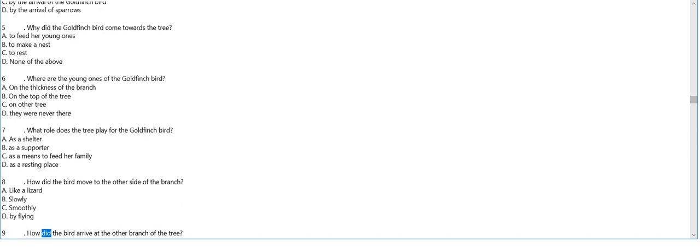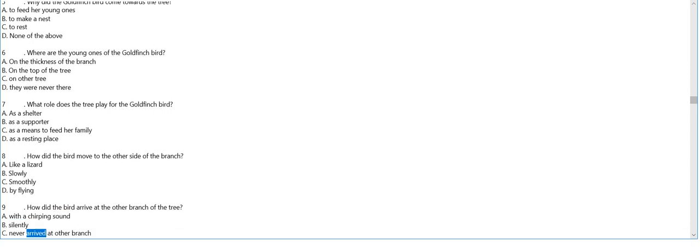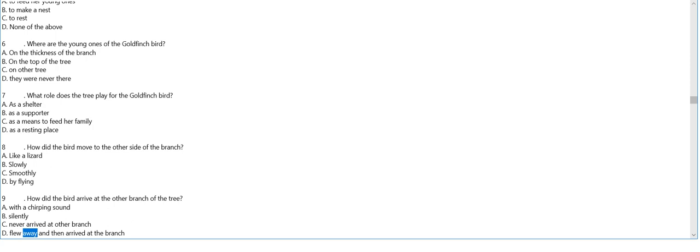9. How did the bird arrive at the other branch of the tree? A. With a chirping sound. B. Silently. C. Never arrived at other branch. D. Flew away and then arrived at the branch. 10.